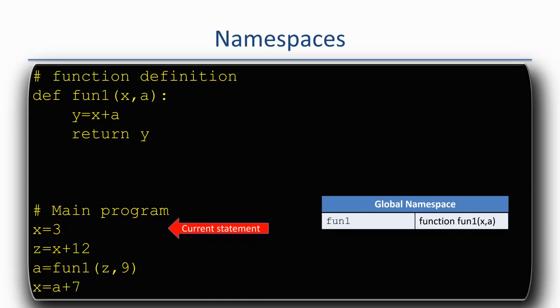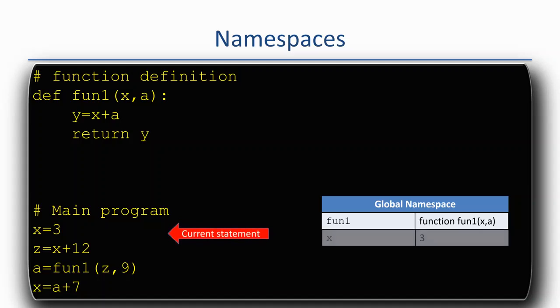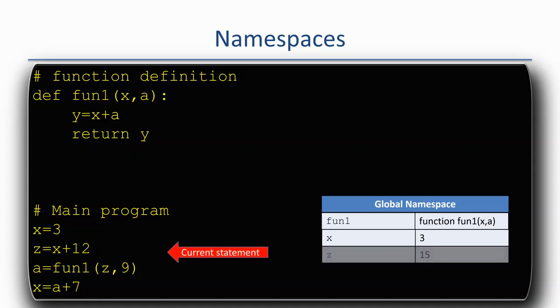Then it goes to the next line of the program, which says x is equal to 3. As soon as that instruction is executed, the variable name x is added to your namespace and the value of it is 3. Next, you execute the line where you add 12 to x and assign it to the variable called z. As you can guess, as soon as you execute this, the variable z will be created in your global namespace and the value of it is 15.